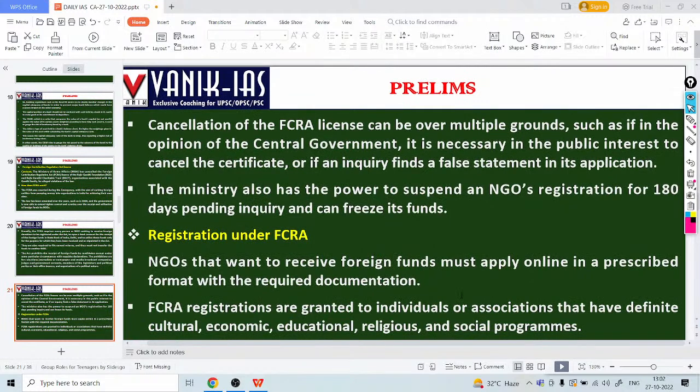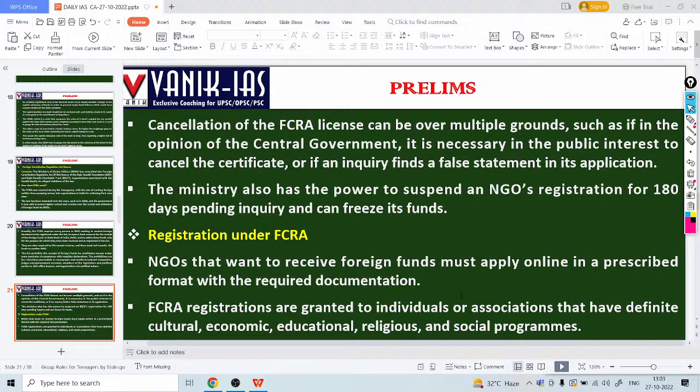Cancellation of the FCRA license can be on multiple grounds, such as if in the opinion of the central government it is necessary in the public interest to cancel the certificate, or if an inquiry finds a false statement in the application, whether regarding the way the funds have been received or otherwise. The ministry also has the power to suspend the NGO's registration for 180 days pending inquiry and can seize its funds if it is misused.